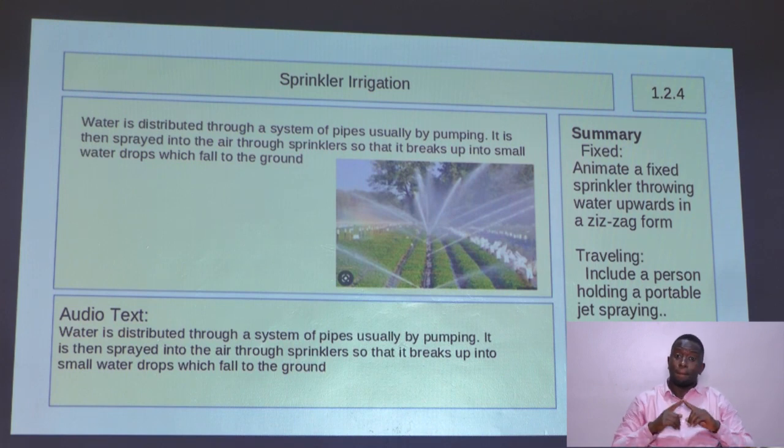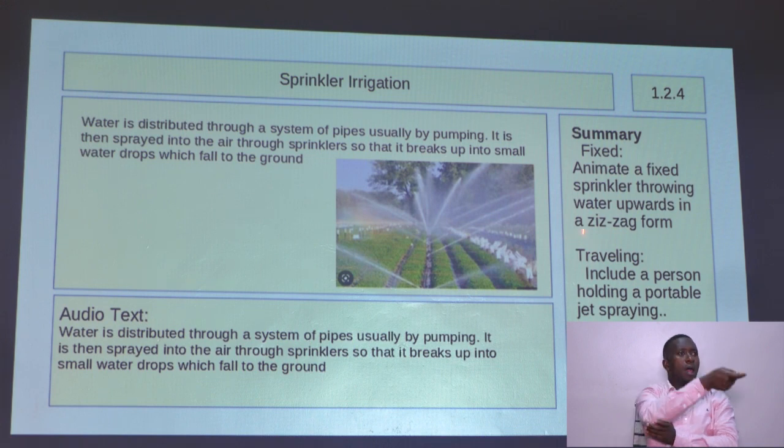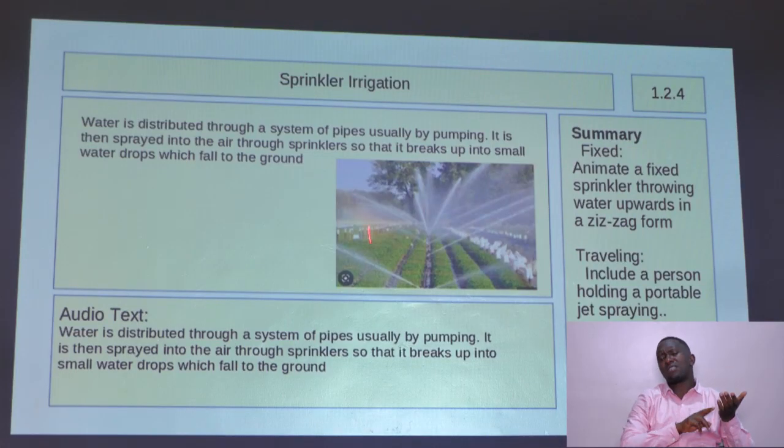Then sprinkler can also be well represented in a zigzag. And I think zigzag is now okay, far away from yesterday's terminology that we had used. And we have included a picture.